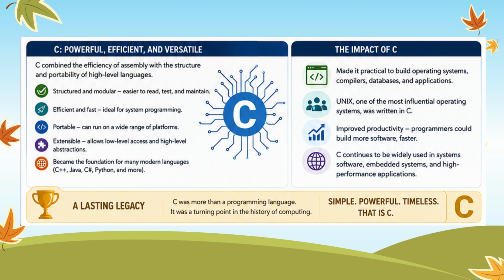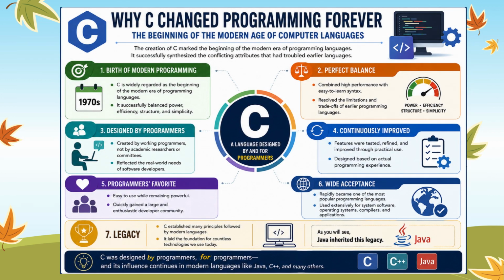The impact of C: it made it practical to build operating systems, compilers, databases, and application software. Unix, one of the most influential operating systems, was written in C. It improved programmer productivity. Developers can build software in less time, and C is widely used in system software, embedded systems, and high-performance applications. Why C changed programming forever.